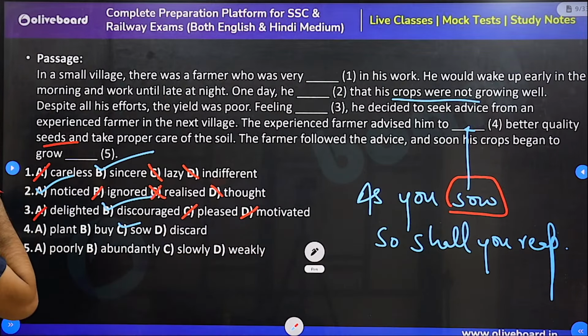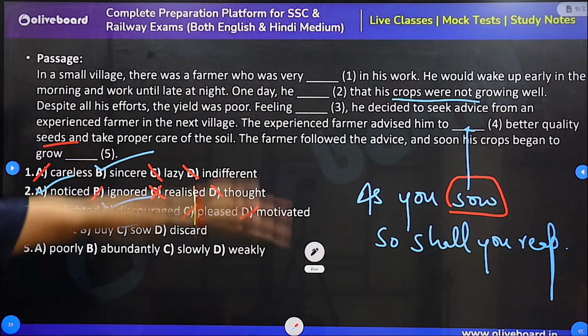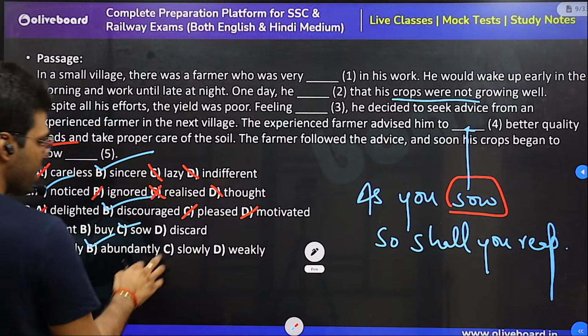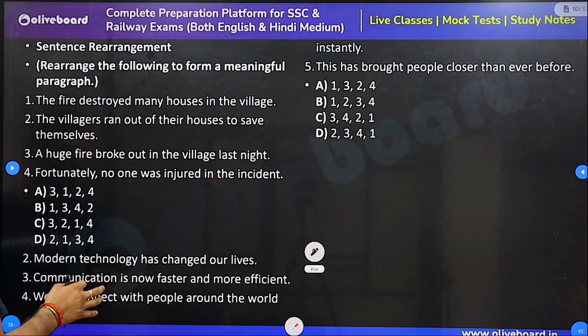The rest are fine, like plant, but we don't plant seeds. If we buy them, that's not the actual intention. You can buy them, but you're putting them in your pocket or at home. That's not the intention. You have to sow them, better quality seeds, and take care of the soil. He followed the advice, and soon his crops began to grow abundantly. Why not slowly or weakly or such negative words? Because the tone is positive now.